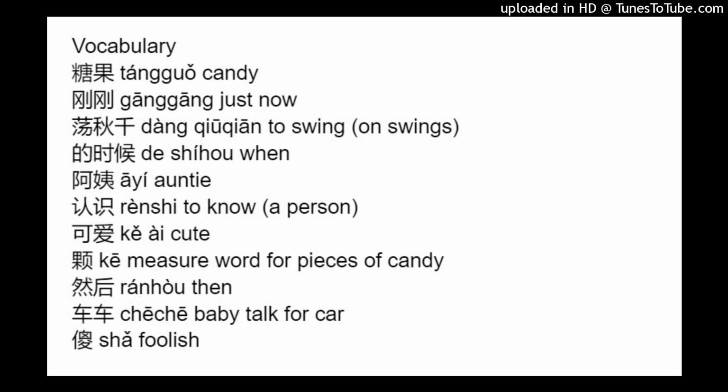You're going to hear the word 糖果, 糖果, and that means candy. And you're also going to hear a name, 阿姨, 阿姨, and that means auntie, of course. And, of course, then we're going to hear the word 傻, 傻, and that, of course, means foolish. So let's go through the whole dialogue.